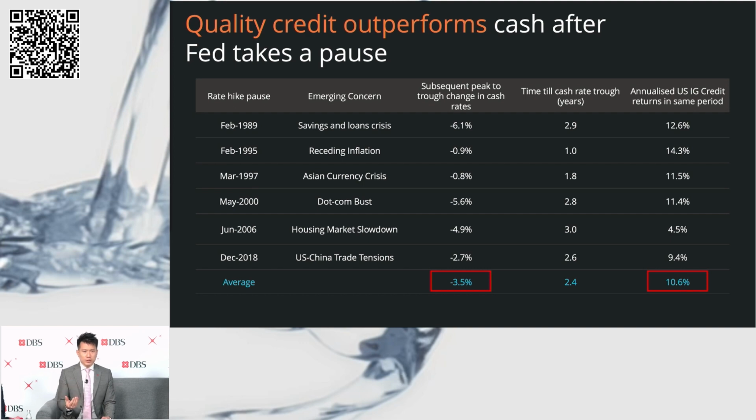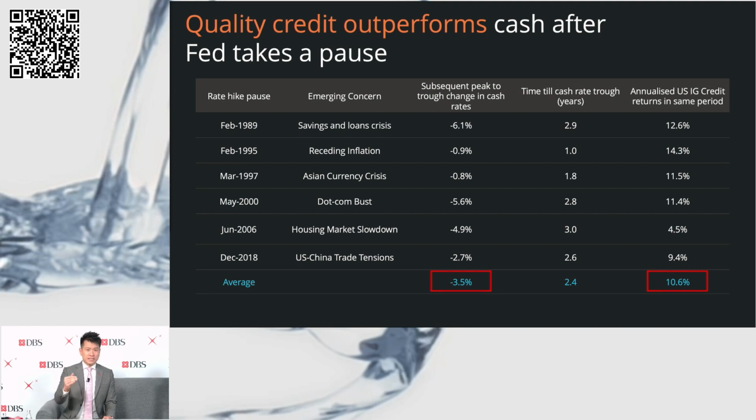What I want you to pay attention to is that whenever the pause happens, there will be a subsequent change in cash interest rates, right? If you look at all 6 instances, we took an average, and you'll see that on average, cash rates start to decline by 3.5% over the next 2.4 years, right? Which is not a very long time. You can see cash rates start to decline quite rapidly after the Fed pauses in the interest rate cycle. So this is why we say, if you're sitting on cash today and it's earning you good interest rates, be careful, because if history is right, the time to enjoy it is quite short.